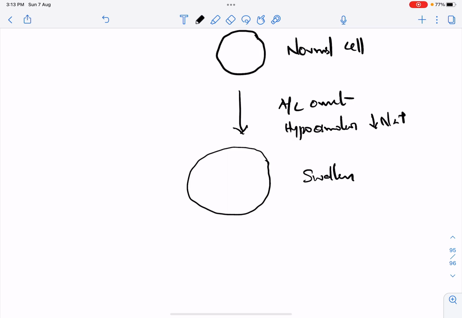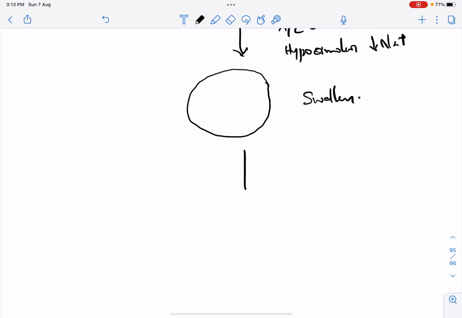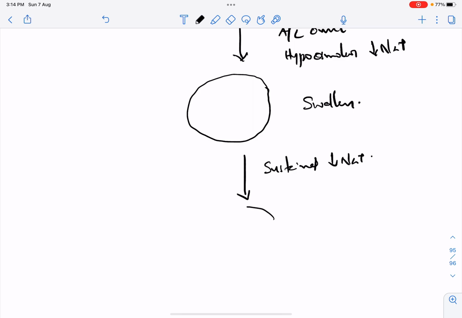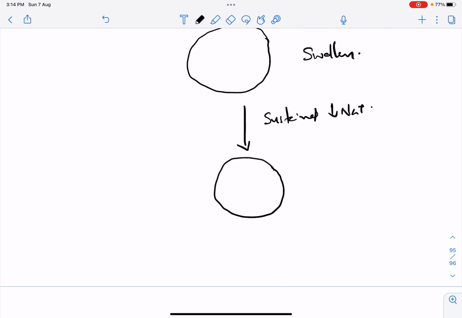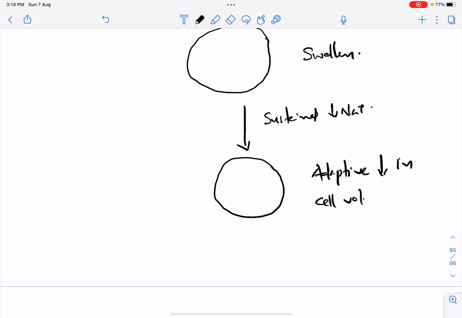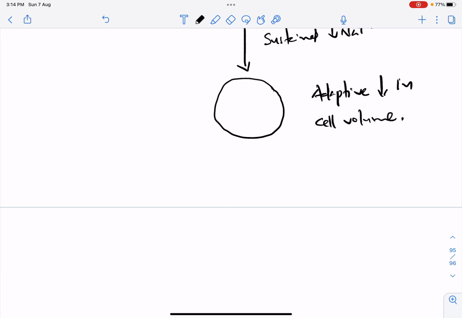But what happens if this hypoosmolar hyponatremia persists? If there is a sustained hyponatremia, there will be some adaptive decrease in cell volume. Not become normal, but the volume will be decreased from the swollen state. So this is a chronic hyponatremia. Now it becomes chronic because there is a sustained hyponatremia and there is adaptation also.